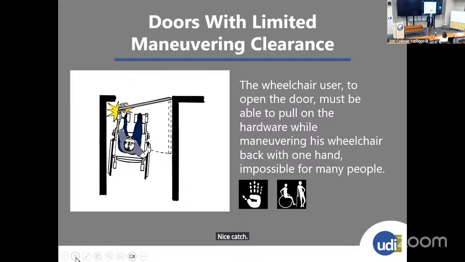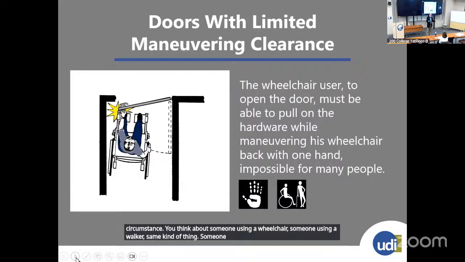And you want to avoid things like this. This is kind of the classic circumstance. You think about someone using a wheelchair, someone using a walker, same kind of thing. Someone using crutches, same kind of thing. You want to give people maneuvering room as they're using doors going to and fro.